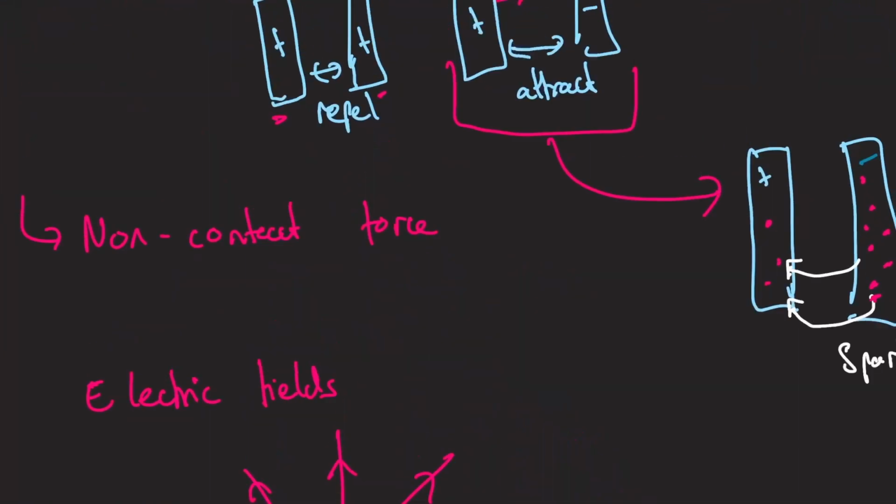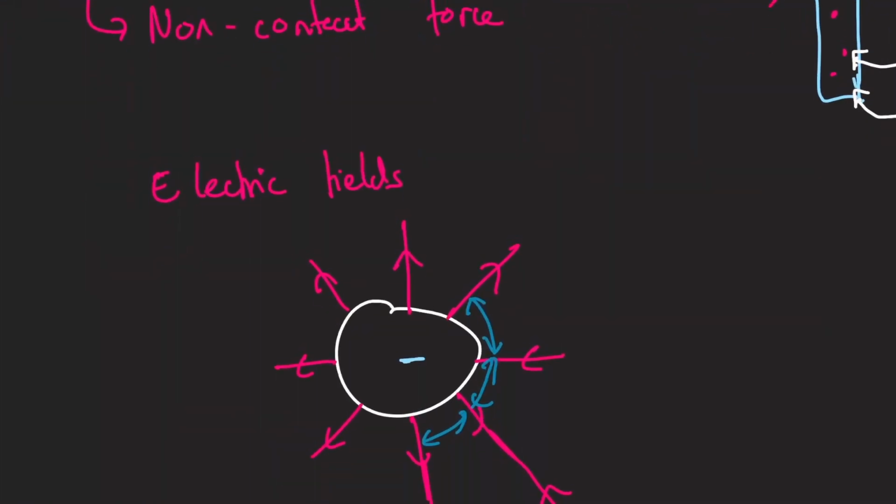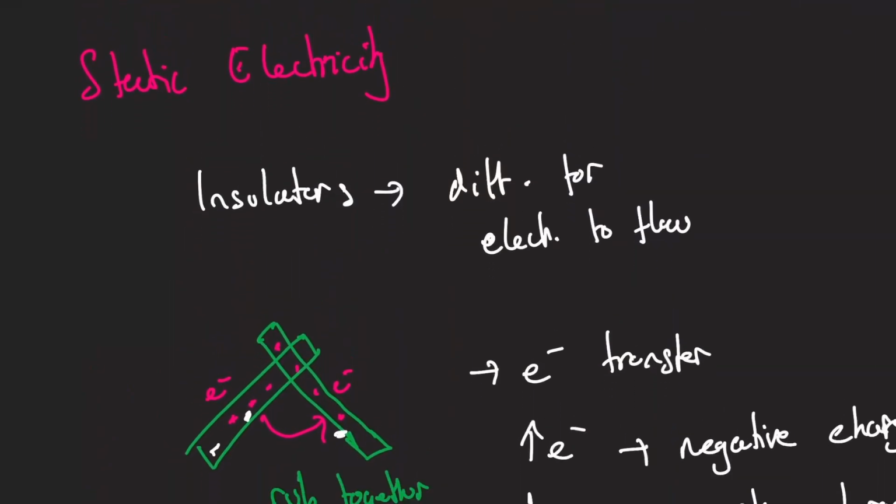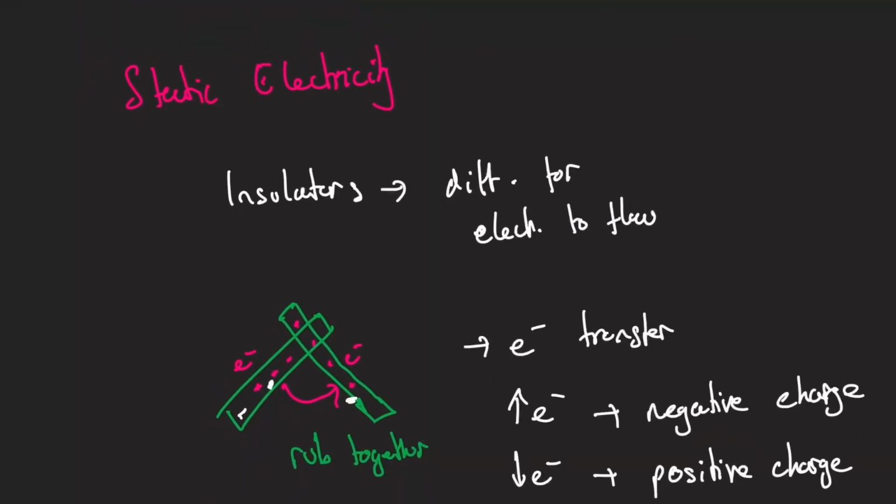Okay, so that is pretty much it. That's the last topic, that's static electricity. Again, you only need to know this bit if you're doing separate sciences. But overall, that is all of electricity for GCSE Physics, and hopefully that was useful.